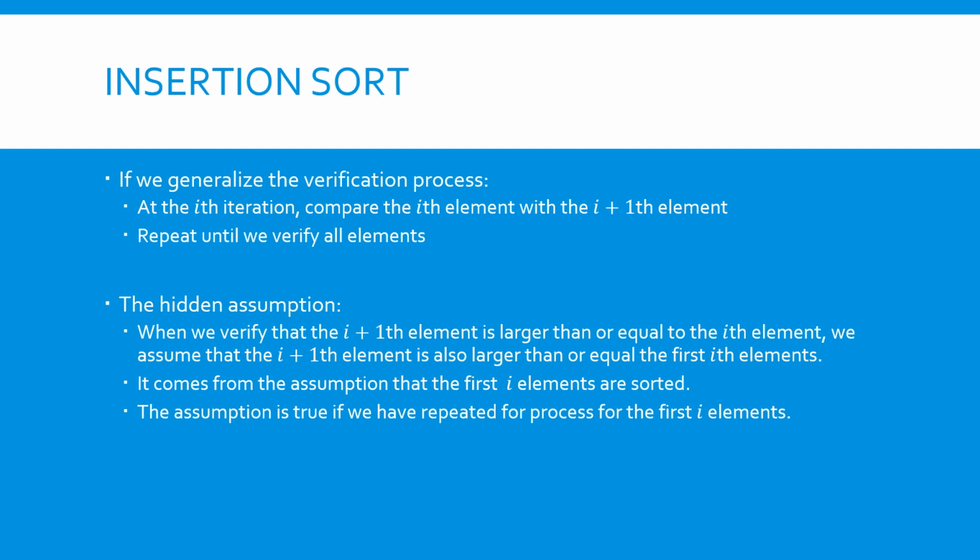Now, if we generalize the verification process, we would be comparing the ith element and the i+1th element and repeating the process for all i. Note that we only compare the i+1th element with the ith element, but not the other former elements, because we have made a very important assumption. That is, the first i elements are sorted. We can expect that the assumption is true if we have repeated the verification process for each of the first i elements.